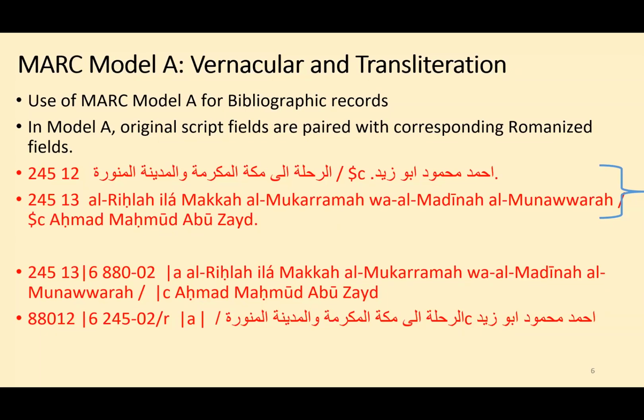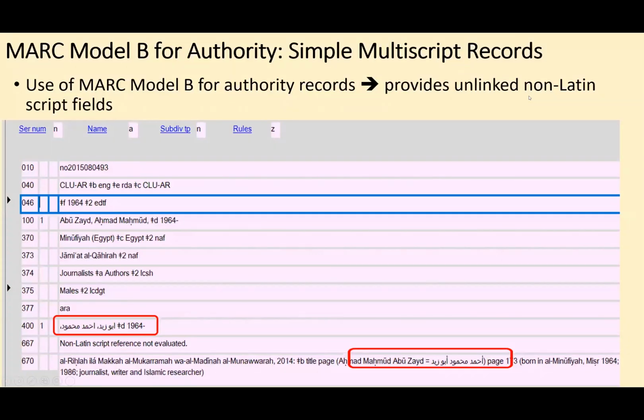Here is a visual of how Model A would look in the record, with both vernacular and transliteration displayed in linked fields and coded as such in the library system. And here's a visual of how a Model B with a simple multi-script record would look in authority data. The vernacular appears in a non-linked field.